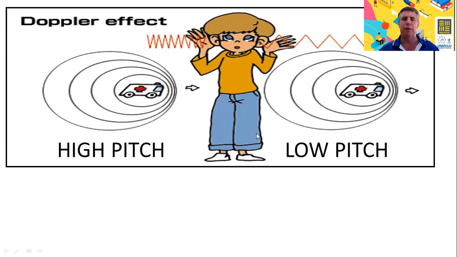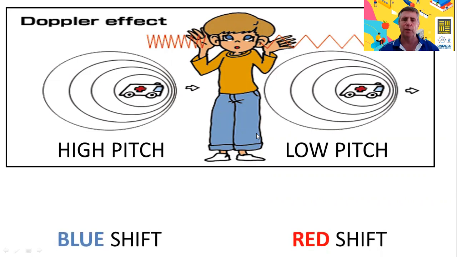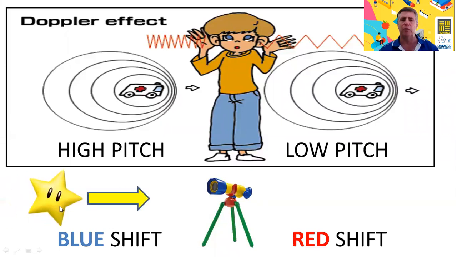But because it's a wave effect, it affects all waves, including light waves. And what we get with light waves is a blue shift and a red shift. Now, of course, we need a telescope or some sort of optical instrument to detect light. If we look at light from distant stars which are approaching the Earth, the light would seem to be blue shifted. And again, the waves are getting squashed up and their frequency becomes higher. If we look at stars which are moving away from the Earth, we would see a red shift as the light gets stretched out and the frequency becomes lower.